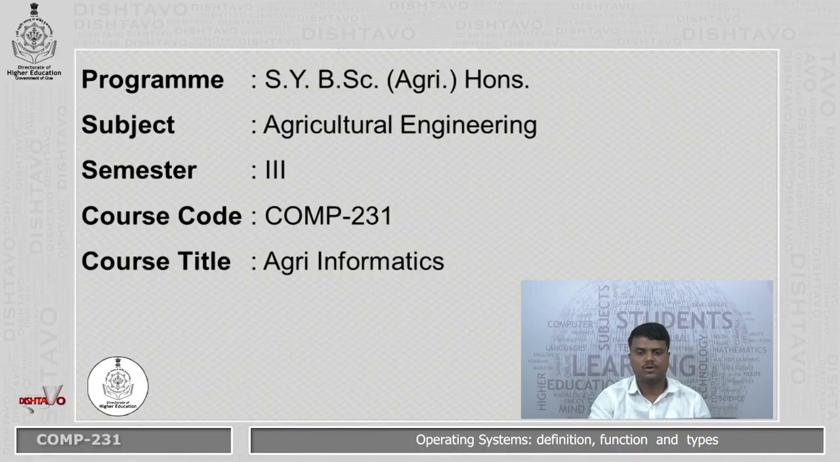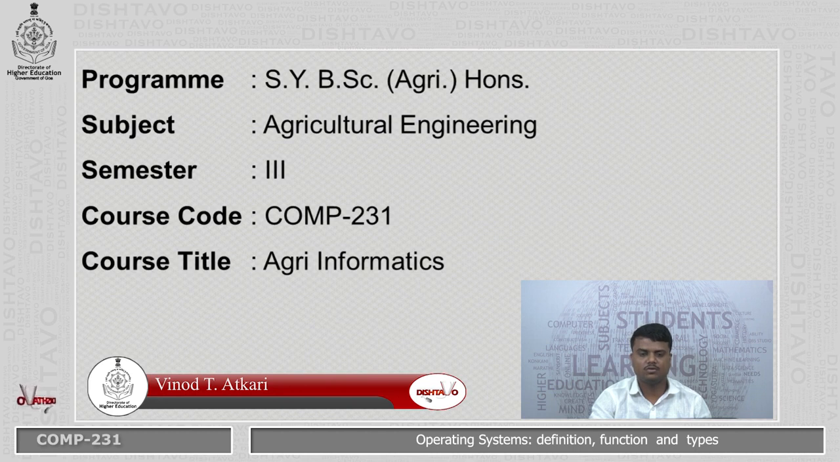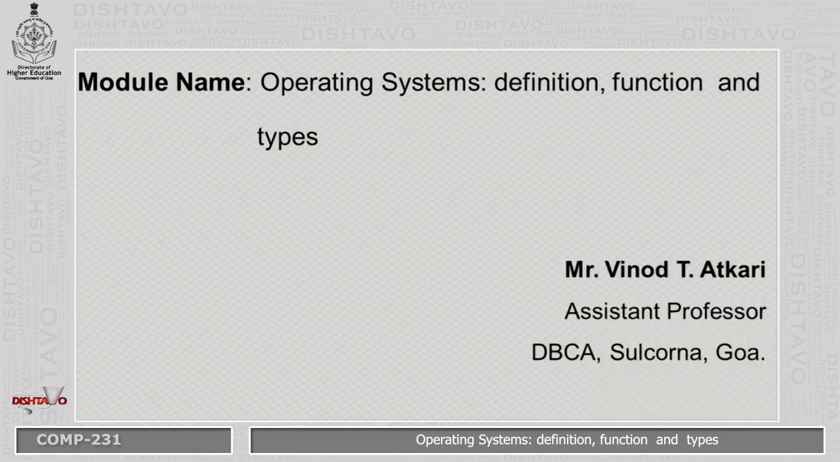Welcome students. Now we'll discuss Module 7 for the program Second Year B.Sc. Agriculture Honors, for the subject Agricultural Engineering, for third semester. The course code is COMP 231 and the title of the course is Agri Informatics. The name of the module is Operating Systems: Definition, Function and Types. I am Mr. Vinod Adkari, Assistant Professor, Don Bosco College of Agriculture, Sulcorna, Goa.